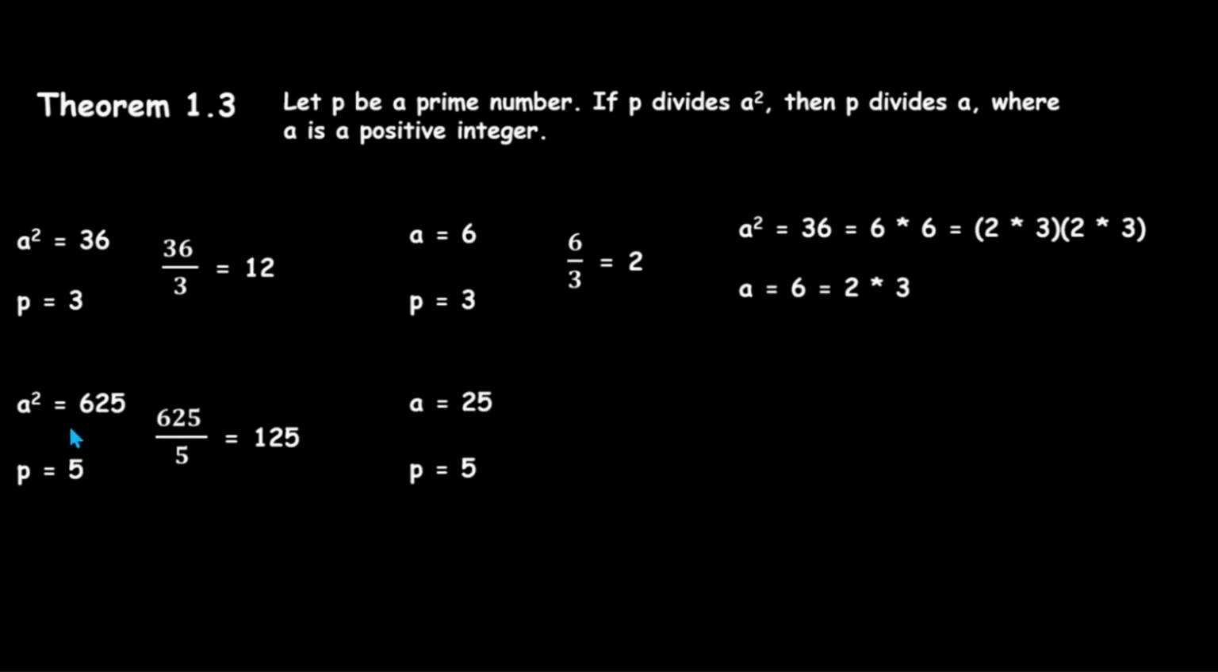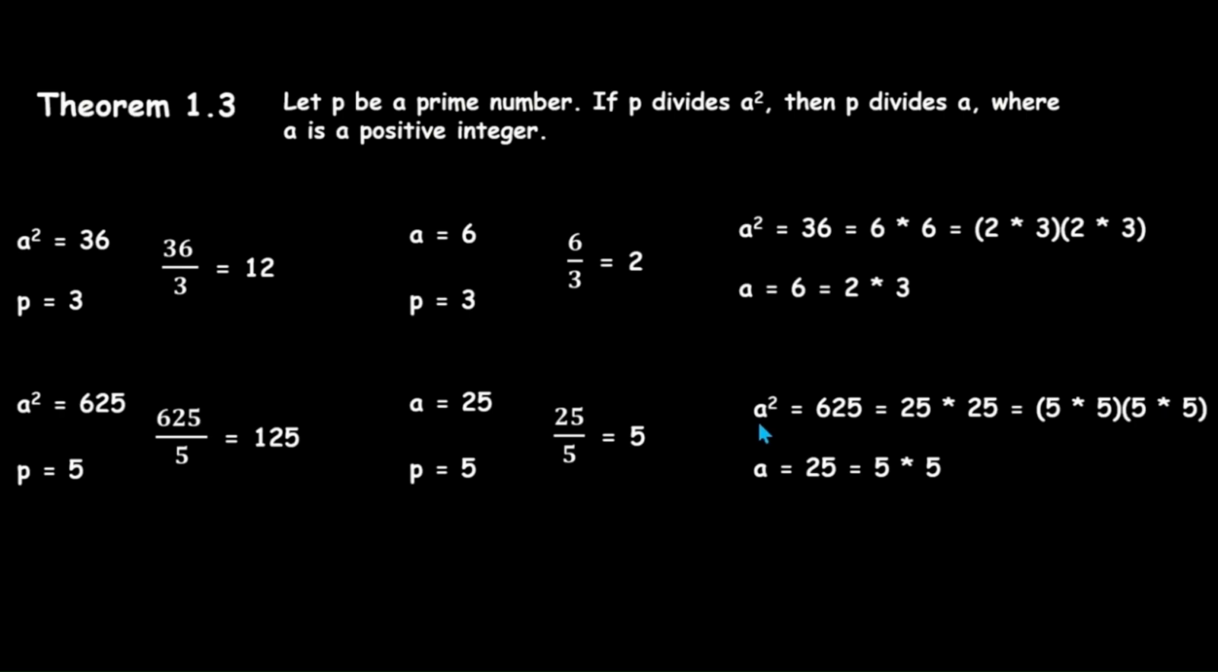what is our a? Root of a square, which is 625, is 25. So root of a square, a, is 25 in our case. So 5 can also divide our a, 25 here, and gives us 5 as the quotient and 0 as the remainder. So getting into the prime factorization form, our a square is 625, which is nothing but 25 into 25. And in prime factorization form, it is 5 into 5 into 5 into 5, because the prime factors of 25 are 5 and 5. So 25 into 25 is 5 into 5 into 5 into 5.